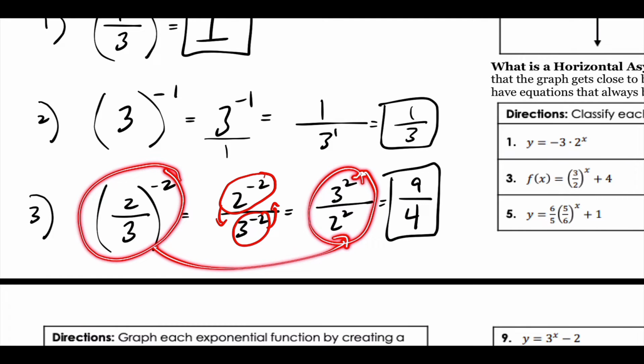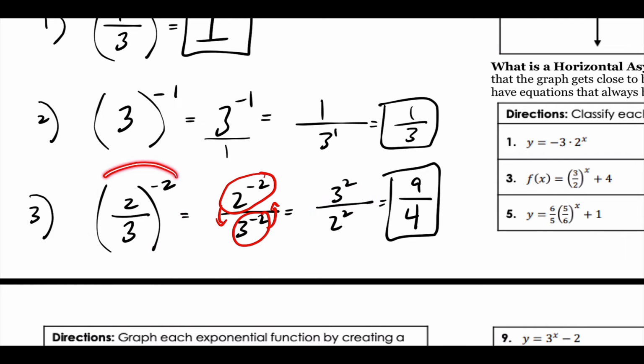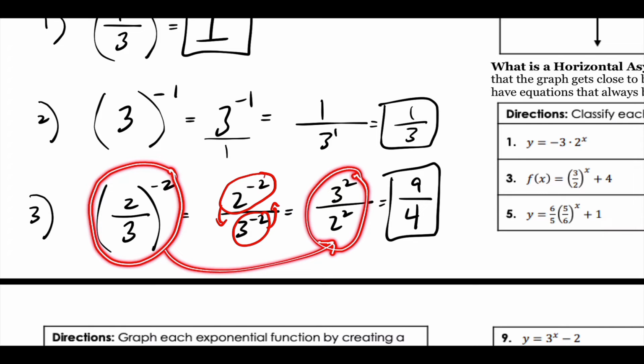Anytime I have a negative exponent, what do I have to do first? Flip. And then what do the powers become? Right? So from now on, if you have this, it'll make your life a lot easier, especially today. And then you could probably do this in your head. Once you flip them, you can say, oh, 3 to the second power is 9. 2 to the second power is 4.